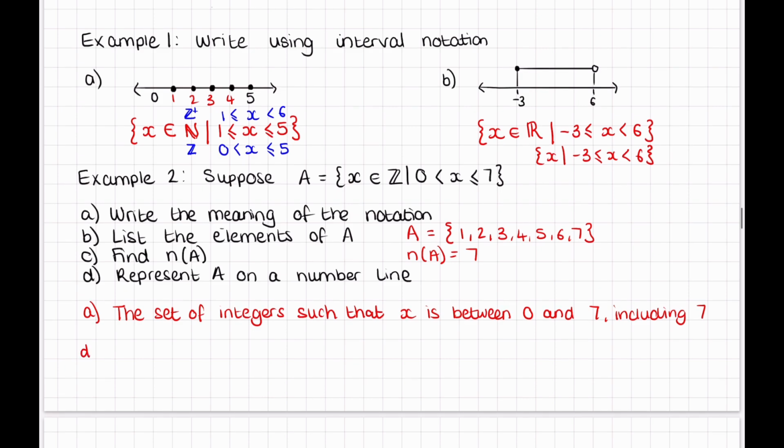Part D, I'm going to do at the bottom, represent A on a number line. So I'm going to draw my number line first. Now it needs to go between at least 0 and 7. And then it's integers, so we're going to put dots on the line of the numbers that are included. And that is the end of this video.